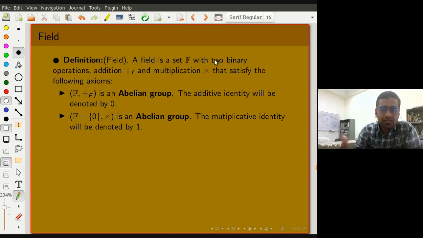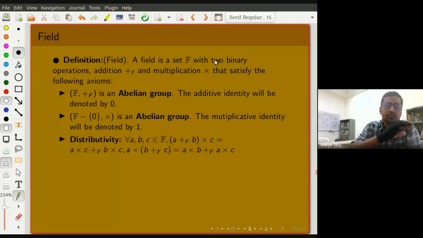So if you look at these two properties, it seems as if the addition and multiplication have nothing in common, but of course, distributivity has to be satisfied. These are the usual distributivity properties that all of us are familiar with.